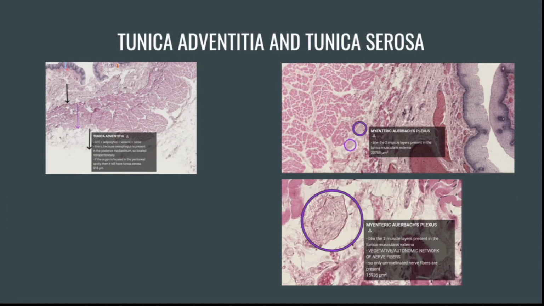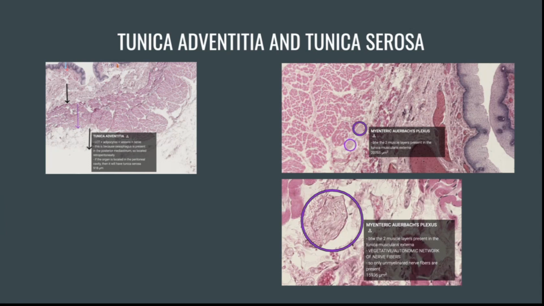Now, when we talk about the tunica adventitia and tunica serosa, first of all, what's the difference between both of them? Both of them are surface coverings, but it is important to remember that tunica adventitia is not limited by any boundary, and it continues to the surrounding loose connective tissue.